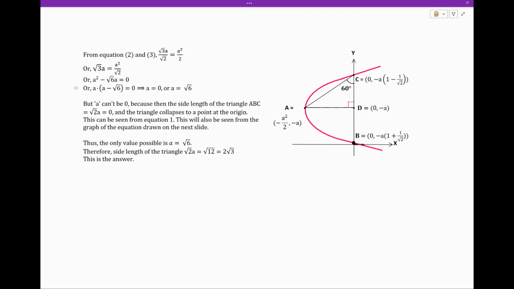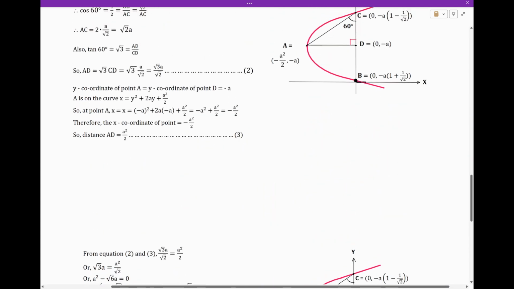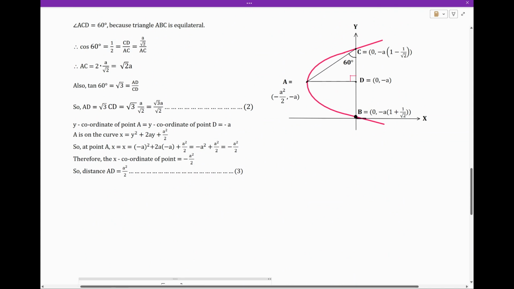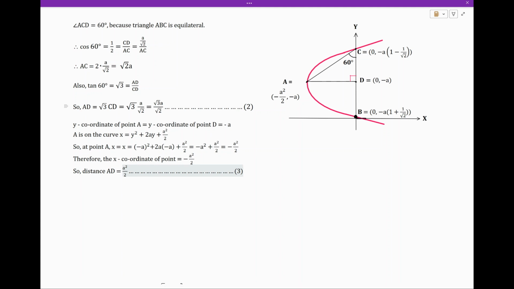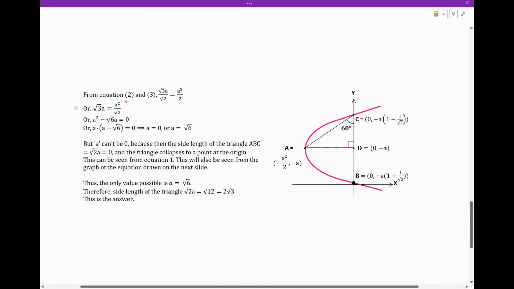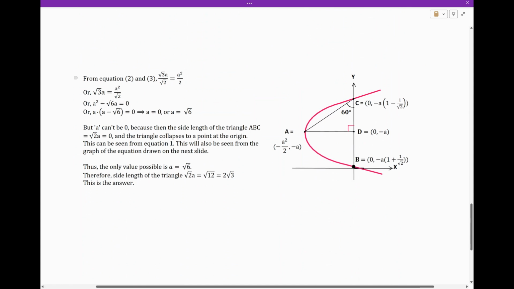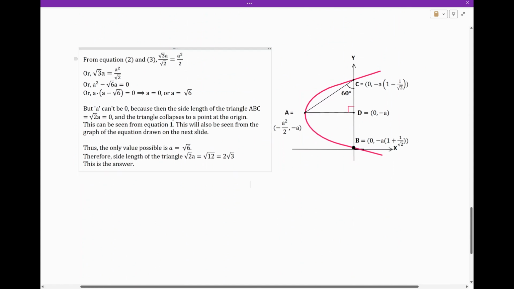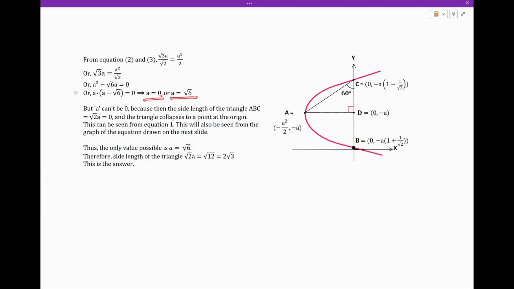What we have done here? We have found out from equation 2 and 3, if you remember, the length of AD or the distance of AD, and following another method, we had found out again the same thing, the distance AD, and we have now equated both because it is the same distance to get the value of a. And because it is a quadratic equation, we are getting two values: a is equal to 0 or a is equal to square root of 6.